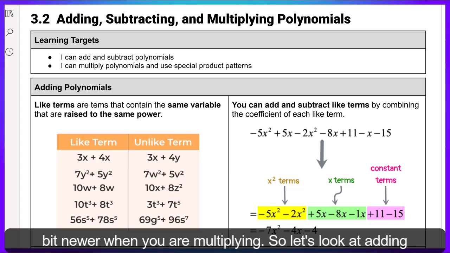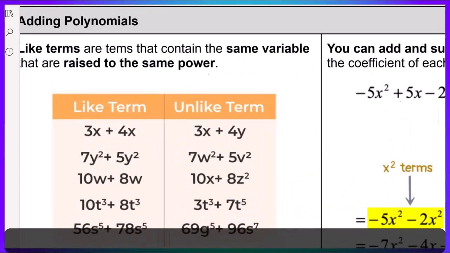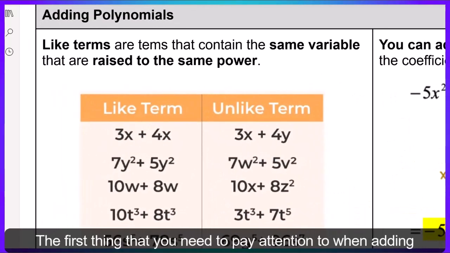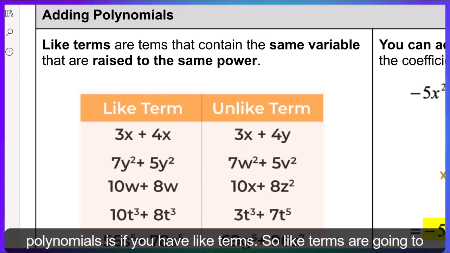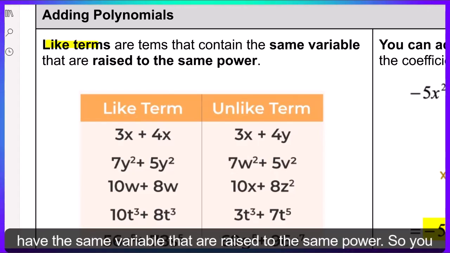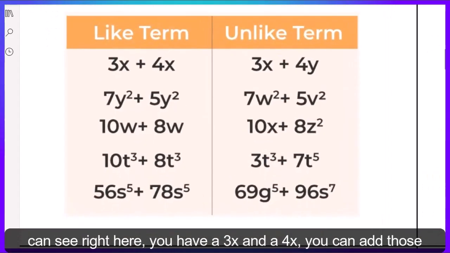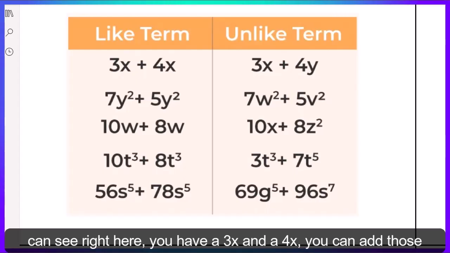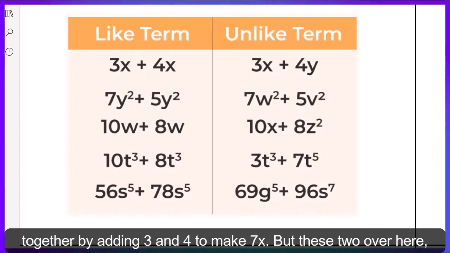So let's look at adding polynomials. The first thing that you need to pay attention to when adding polynomials is if you have like terms. Like terms are going to have the same variable raised to the same power. So you can see right here, you have a 3x and a 4x. You can add those together by adding 3 and 4 to make 7x.